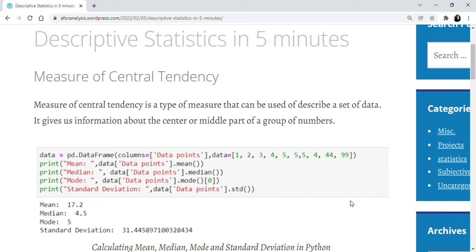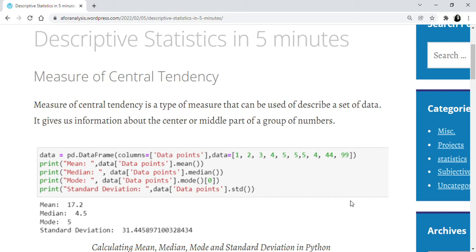So today is a brief overview in Descriptive Statistics. We will go through a few of the important terms and their formulas. So first, let's talk about measure of central tendency. Measure of central tendency is a type of measure that can be used to describe a set of data, and it gives us information about the center or middle part of a group of numbers.